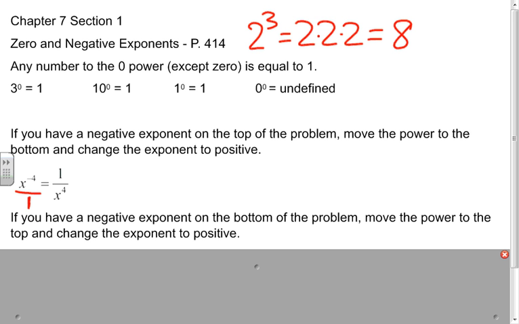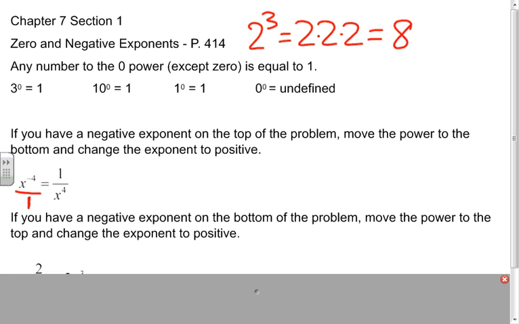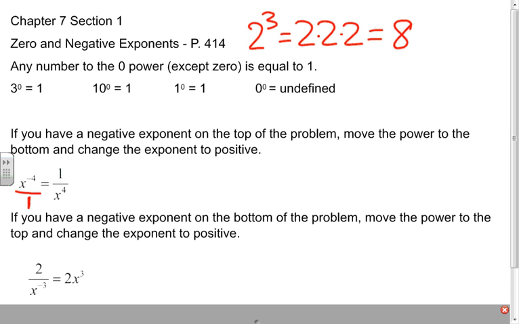If you have a negative exponent on the bottom of a problem, you move the entire part up to the top and change the exponent to positive again. So if you have something on the bottom, there's a 2 on the top, and the x to the negative 3rd is on the bottom. If you have a negative exponent on the bottom, you take this whole part, move it up to the top, and instead of negative, it becomes positive now.